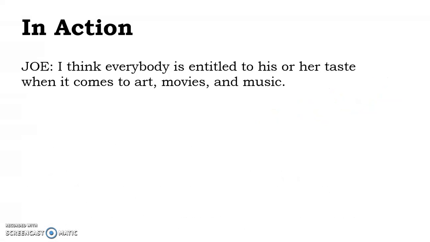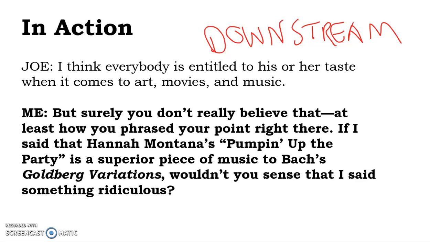Take the same argument. Joe says, I think everybody is entitled to his or her taste when it comes to art, movies, and music. To take the downstream technique, I don't actually need to get at any of Joe's premises. I just need to show how this thesis can result in ridiculous conclusions if taken to be its own premise. I might respond something like this: but surely you don't really believe that. And here's an important point that Kreeft underlines.